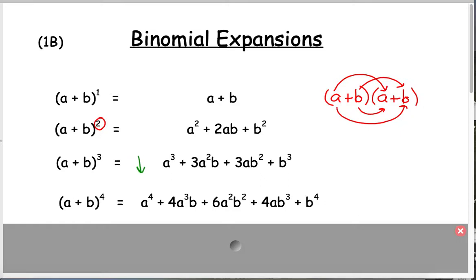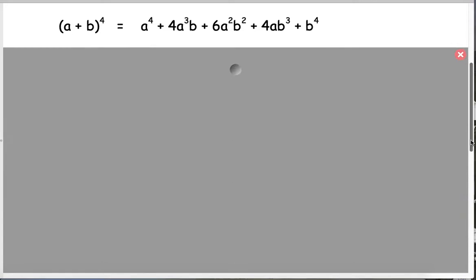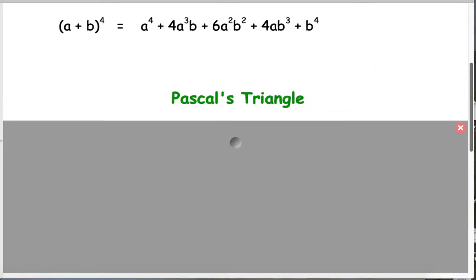But the second question is, how do we know what numbers go in front of each term? So here it was a 1, and then a 2, and then a 1. Here we have a 1, and then a 3, another 3, and then a 1. On this one we have a 1, and then a 4, and then a 6, and then a 4, and then a 1. So is there a pattern here? Well, a mathematician by the name of Pascal did some work with these and recognized that as we keep going, these coefficients make a triangle, and it's called Pascal's triangle.